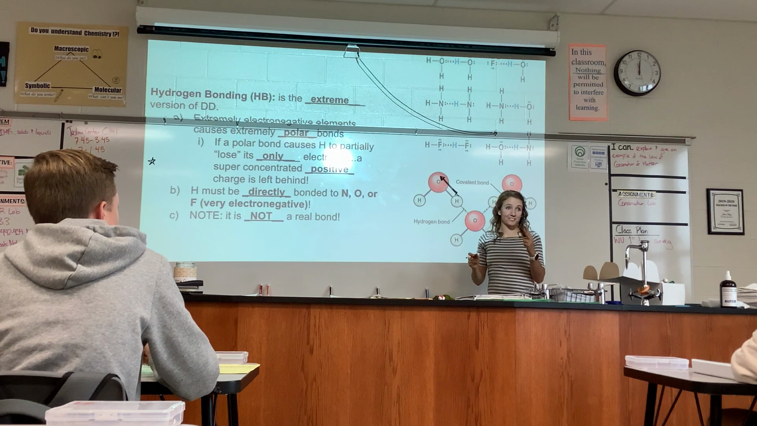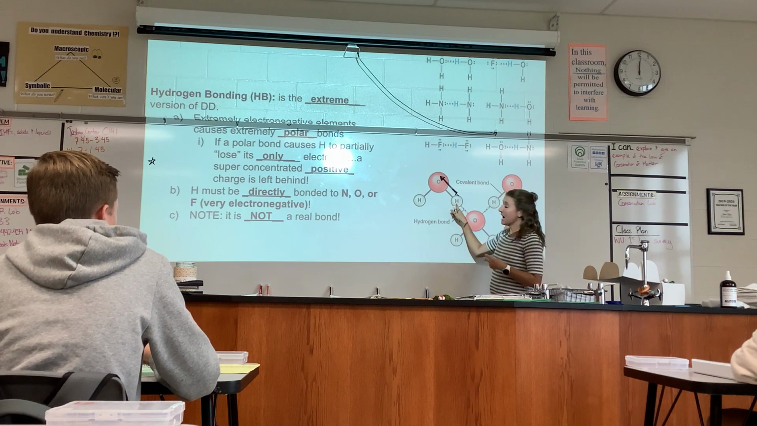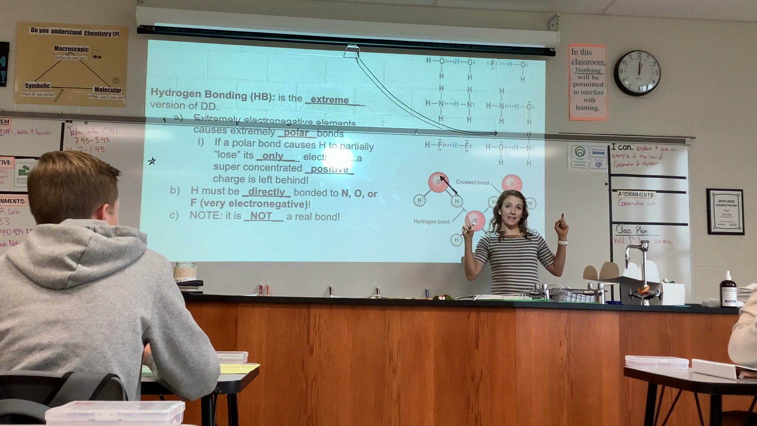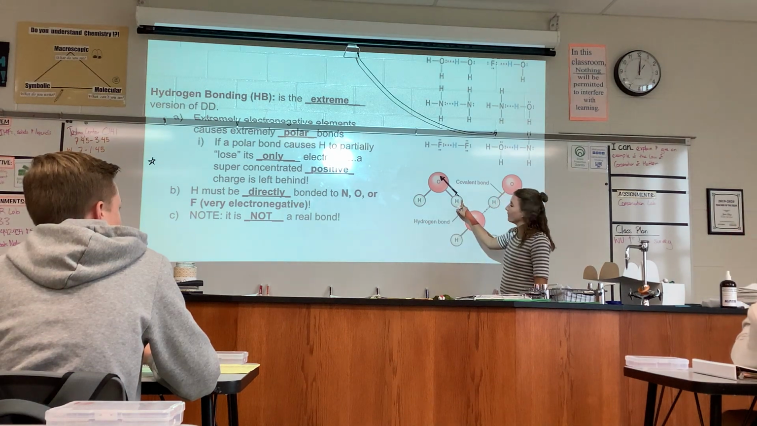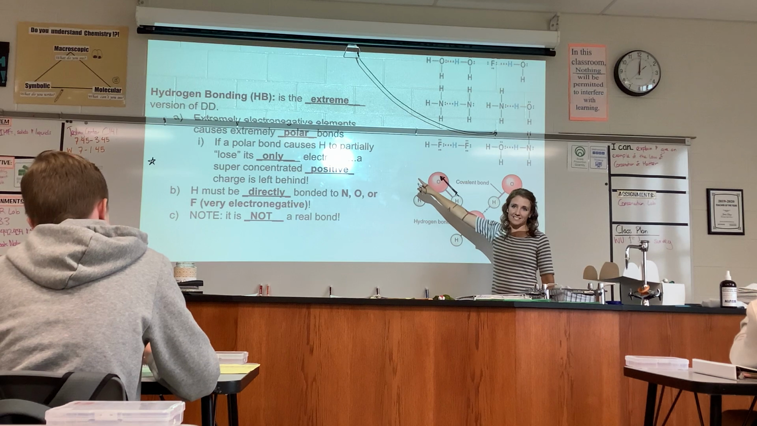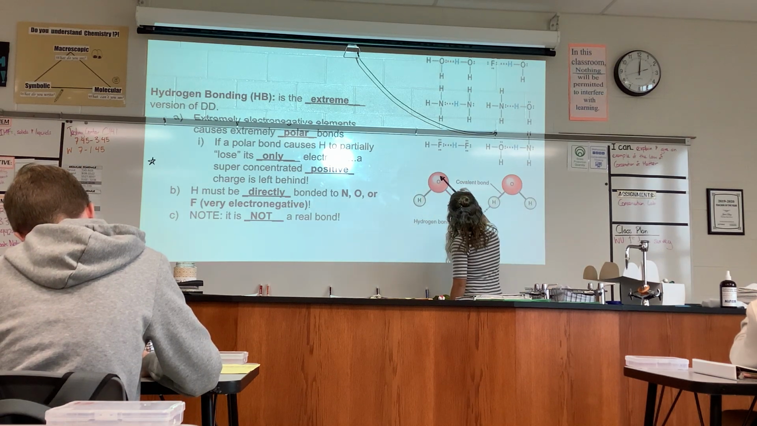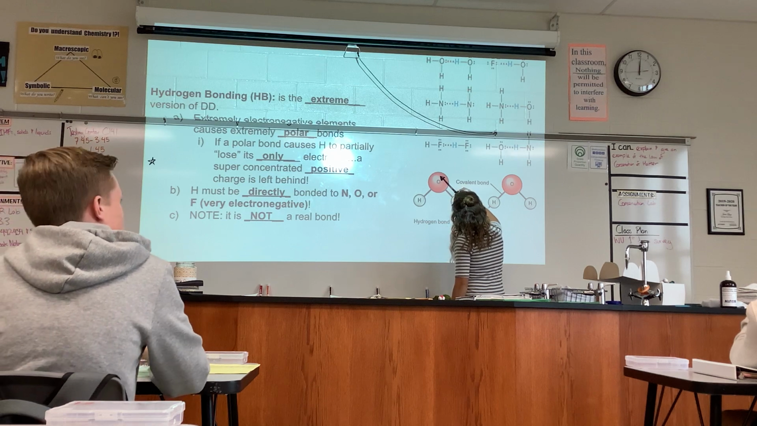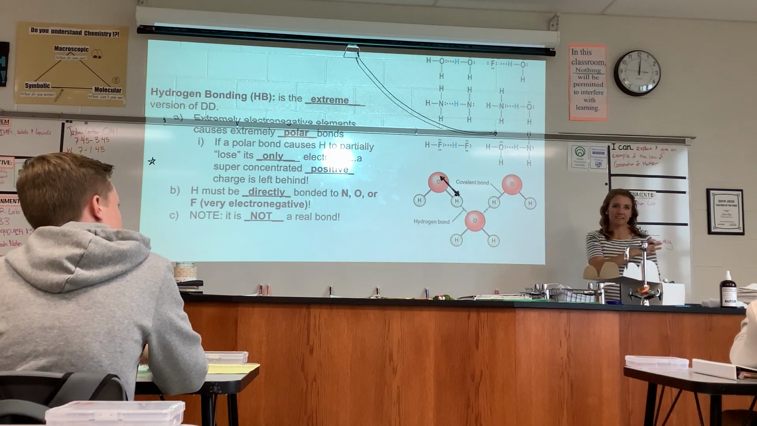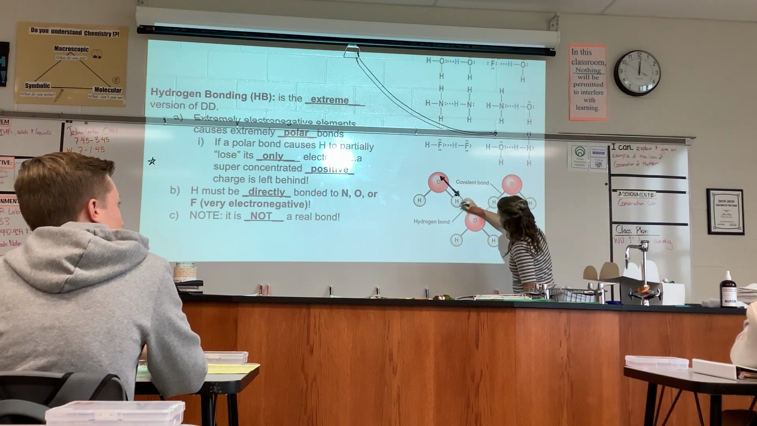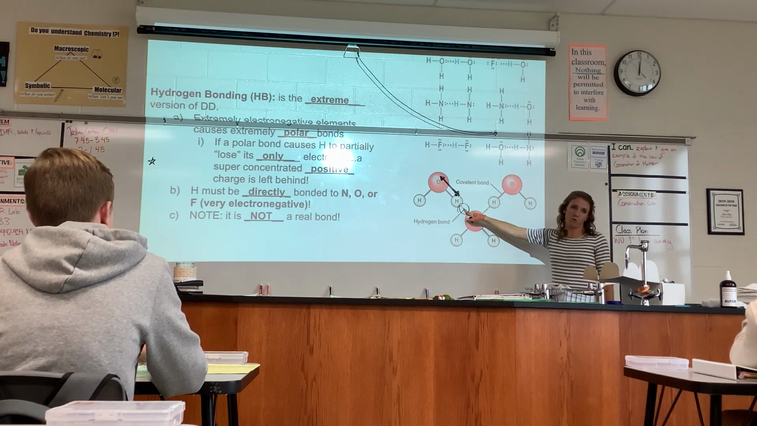The second factor is, hydrogen has how many electrons? One. So if you pull the only electron it has away from it, what's left? A proton. Just a proton. So you get an extreme positive on the end because that's all that's left. And so that increases this friendship force.